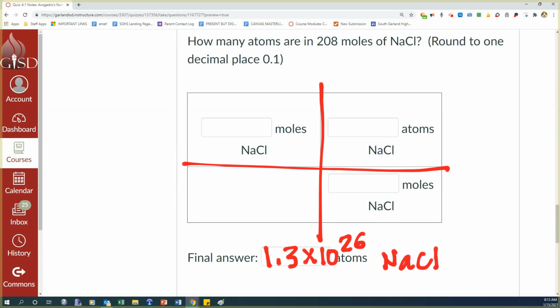Okay, and that was it, 208. And this is 6.022 times 10 to the 23rd power, and this is 1 mole NaCl. All right, so this is problem number 208. You got 6.022 times 10 to the 23rd, 1 mole, and this is 1.3 times 10 to the 26 NaCl. You got it? Go ahead, write it down before you forget it. Okay, breathe, exhale. We can do this.